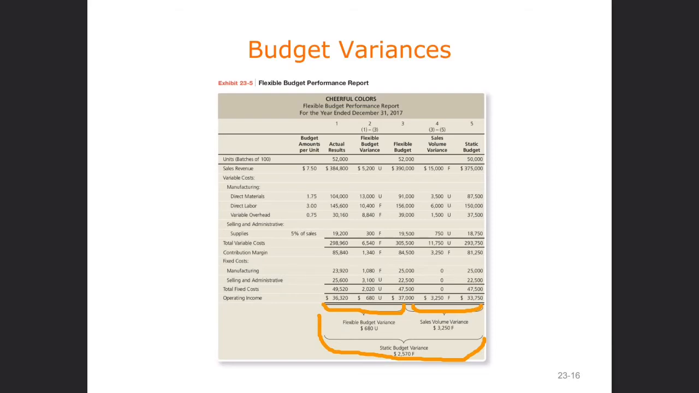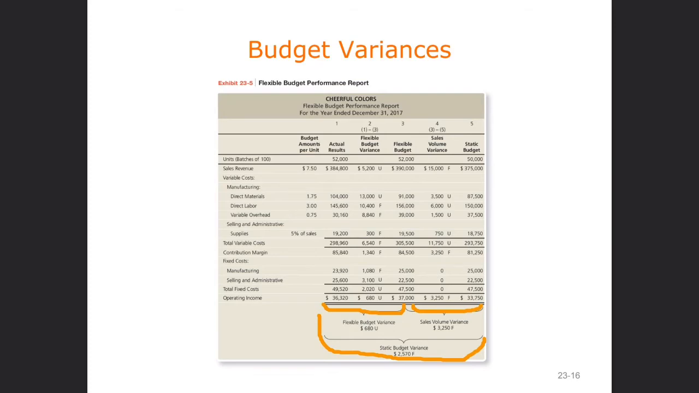But definitely make sure that you go through the process of calculating and think through why this is favorable or unfavorable. This is a revenue account, so we want revenue to be high, or this is an expense account, we want that to be low, so that you can determine whether it's favorable or unfavorable, because you will have to make that determination on some of your assignments. You will also have to calculate the flexible budget variance, the sales volume variance, or the static budget variance.